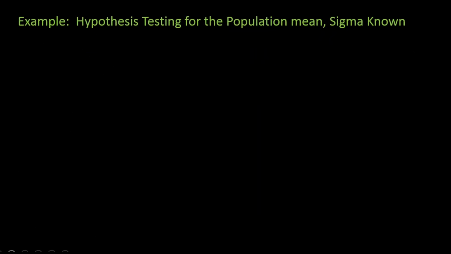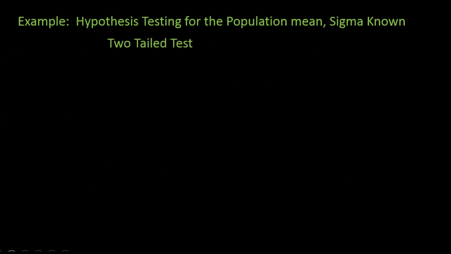So now let's take a look at how hypothesis testing is actually done. We will start with a hypothesis test for the population mean, sigma known. Now remember, we said we can conduct either a one-tailed test or a two-tailed test of significance. So let's start first with a two-tailed test.